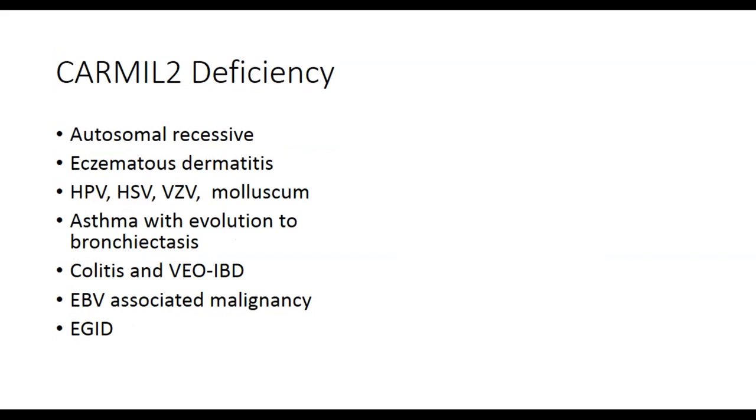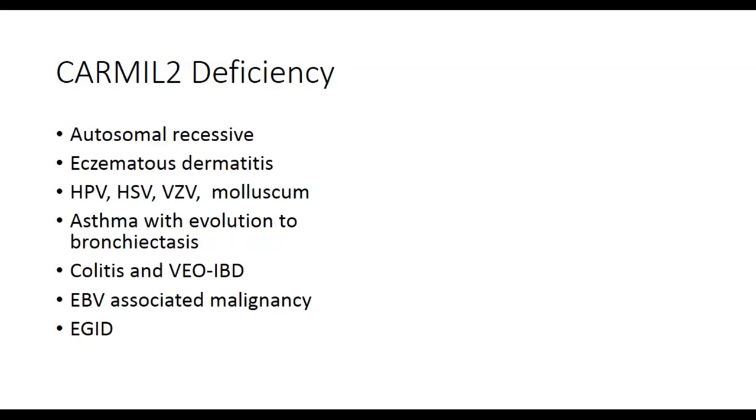Carmil1 deficiency is another autosomal recessive disorder that affects the ability of the cytoskeletal actin filaments to come together, which allows cells to move and to talk to each other in the right way.